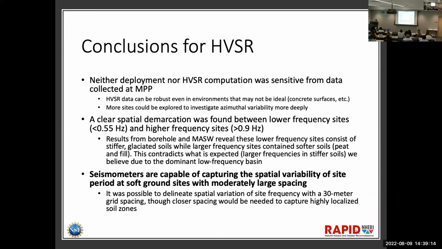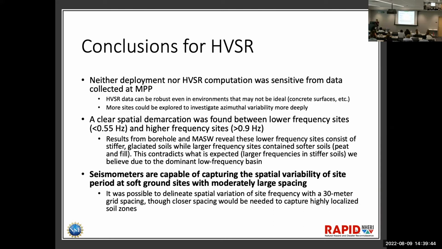In terms of the research questions I outlined earlier, we found that the investigated options for workflow and HVSR computation were not very sensitive. And that shows that HVSR data is relatively robust, even in non-ideal environments, such as measuring on concrete. So that's really useful if we want to do more data in more urban environments, but more information might be needed for more complex sites to draw conclusions about azimuthal variability versus geometric mean.